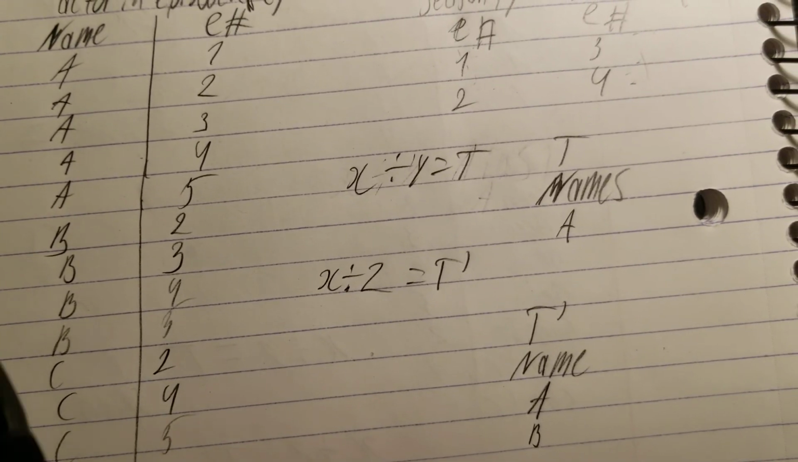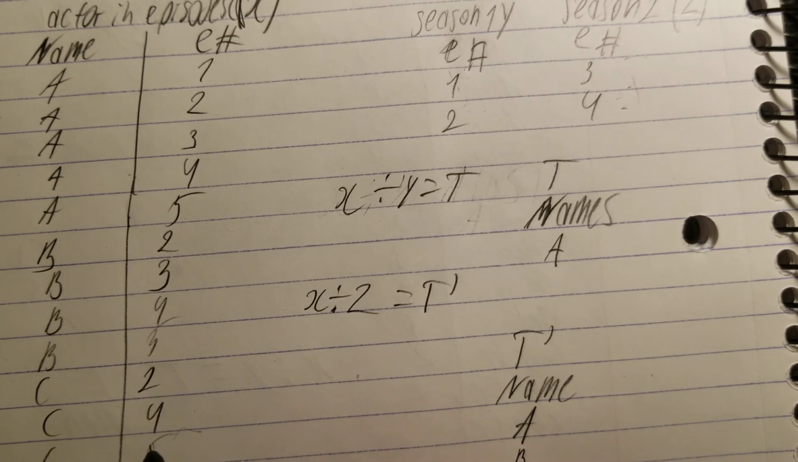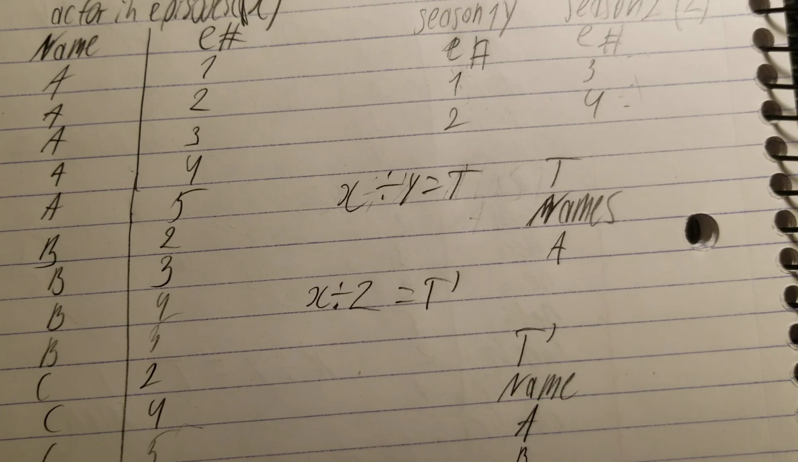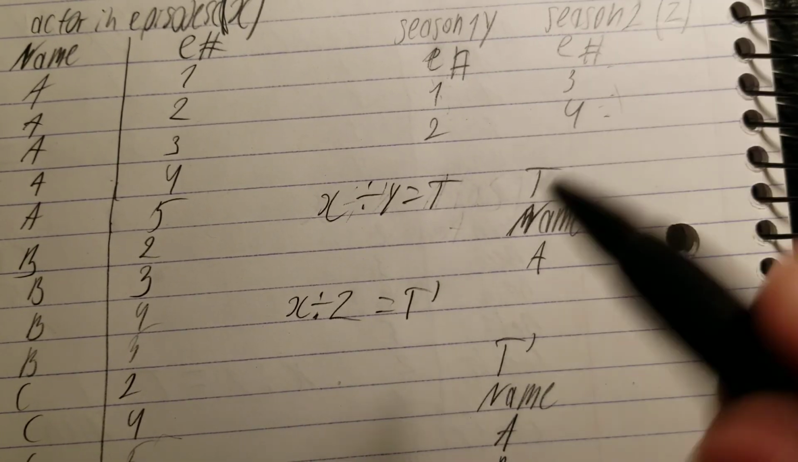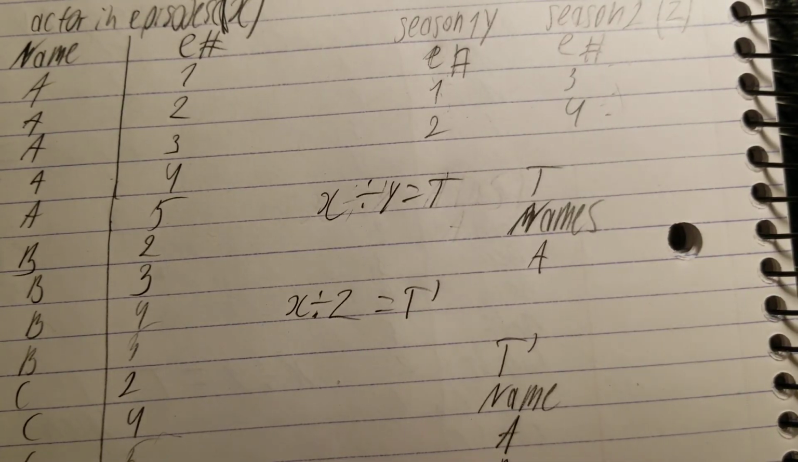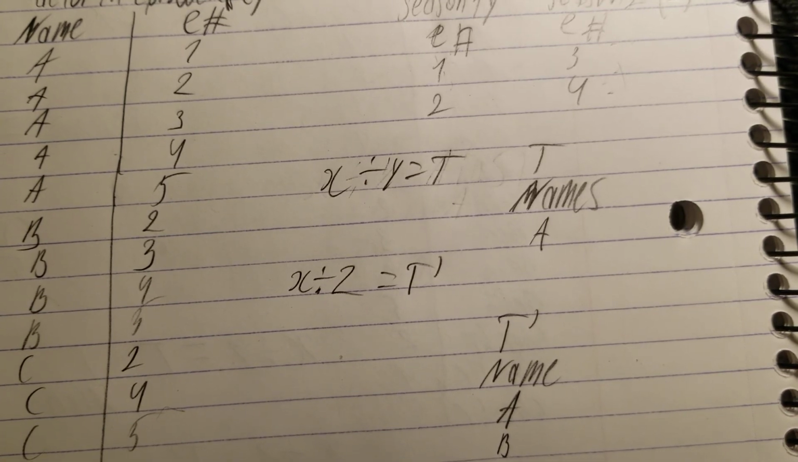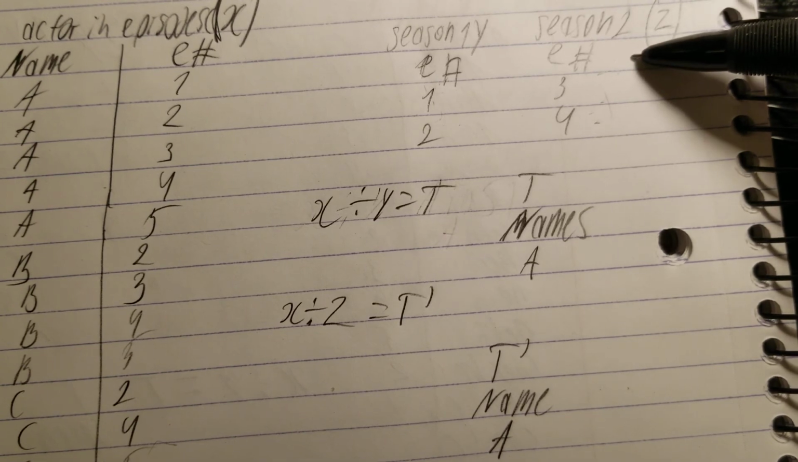And now let's look at Charlie. Charlie has been in episode 2 and episode 4. And also episode 5, but we don't care about that. So he has been in one episode of season 2, but he hasn't been in all of them. Which means that we don't put Charlie in this table. We only want the people who were in every single episode of this season.